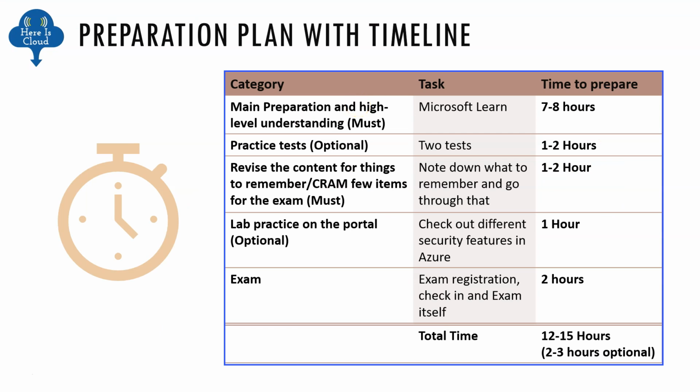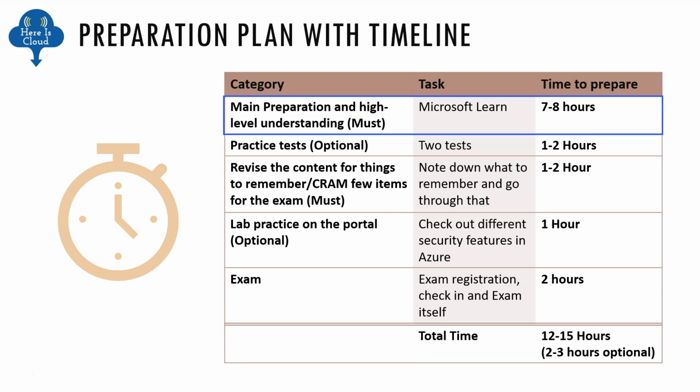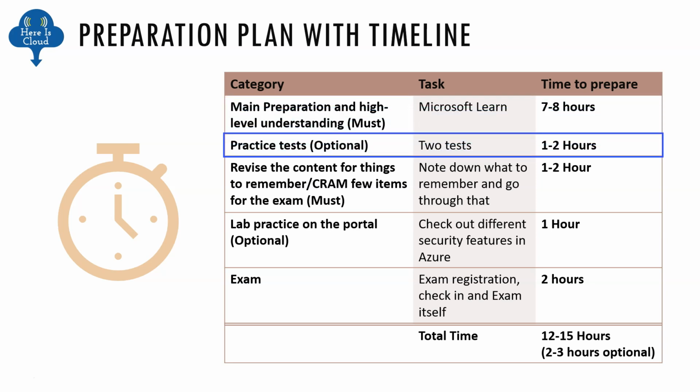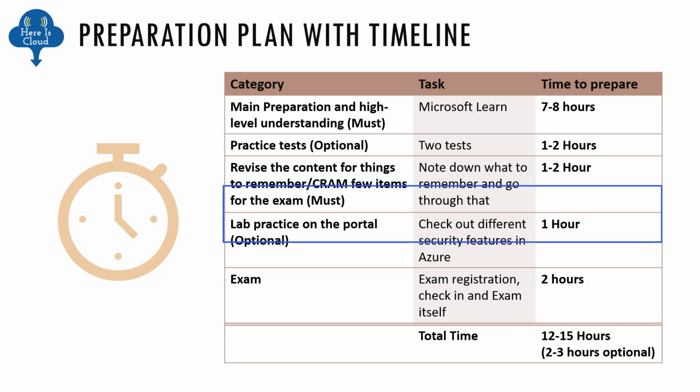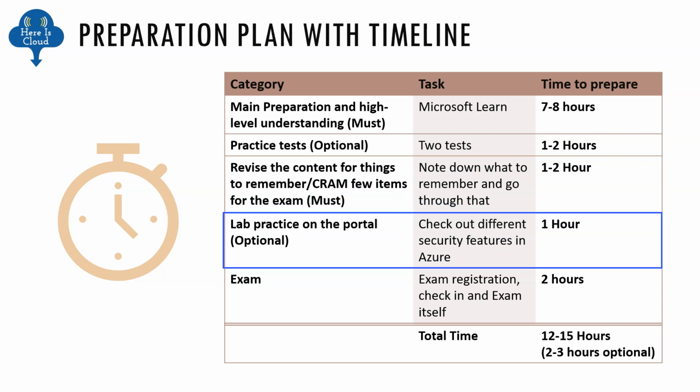Plan with timeline. This is a 12 to 15 hours plan, which starts with the main preparation and high level understanding, which is, as I mentioned, going through material from the Microsoft Learn website itself. You can keep aside 7 to 8 hours for that. And then practice tests, which are optional, but if you give 2 tests, it will take 1 to 2 hours. And then you revise the content for things to remember and cram a few items for the exam, which will be 1 to 2 hours.